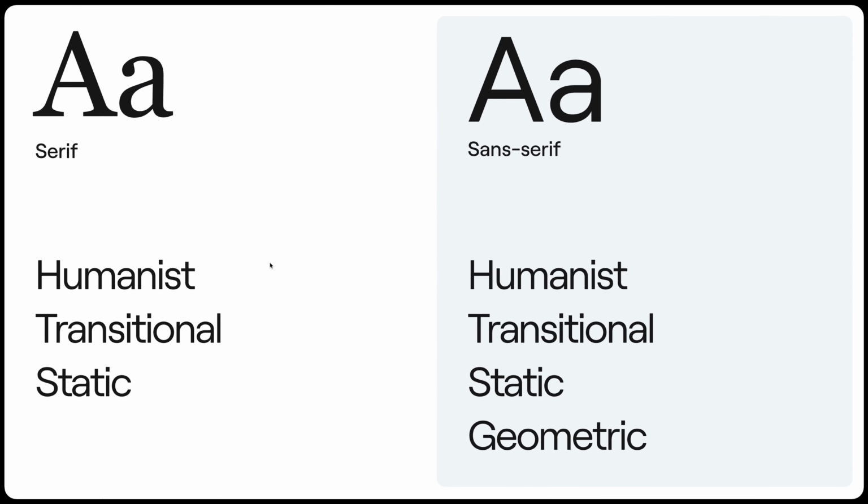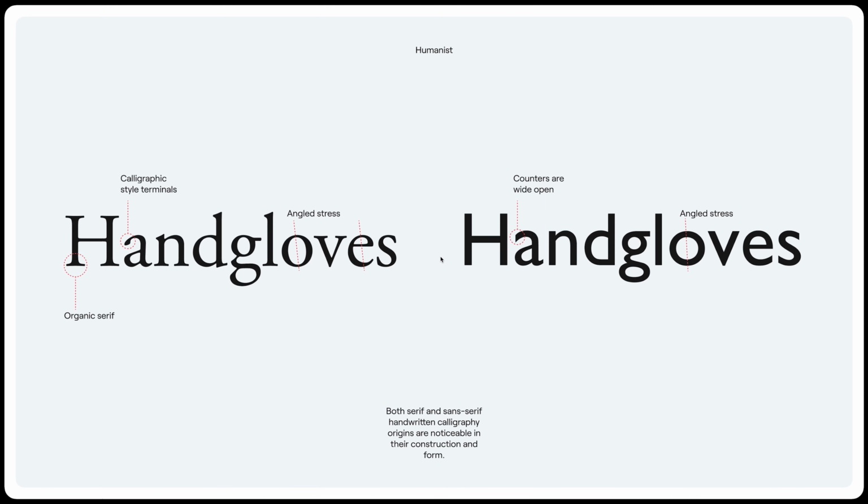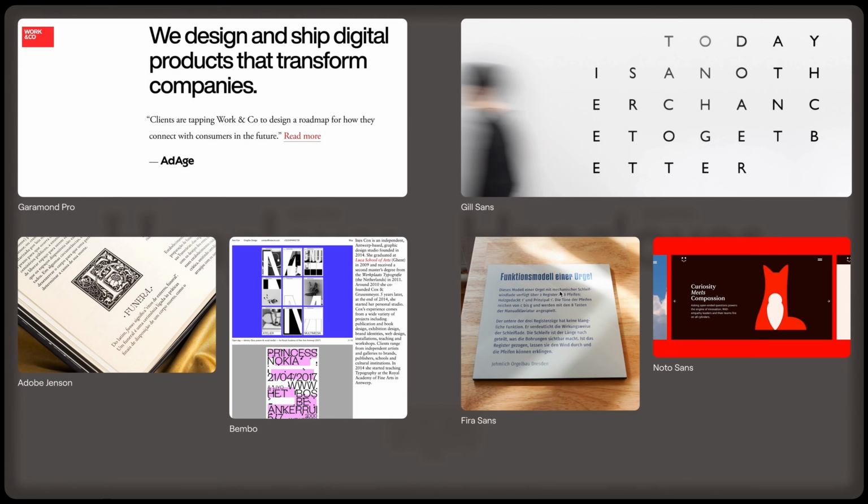And then when it comes to the subcategories, I like this particular classification, and you will find many of them, because this is easy to compare and it's easy to understand as well. So when you say humanist, you understand from the name that it has some human touch to it. It is very dynamic. There is an organic look to it, and you can understand that there are handwritten calligraphy origins in both of the fonts. So the organic serif here has calligraphic style terminals, angled stress, counters that are wide open, and angled stress for sans serif as well. And here are some examples.